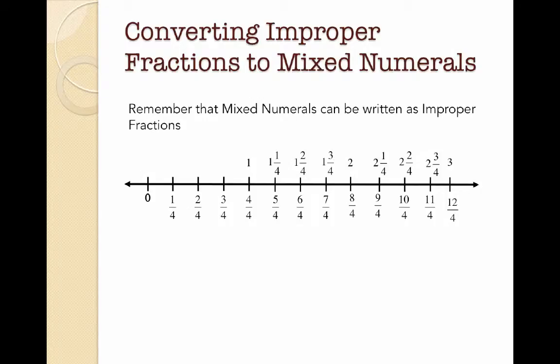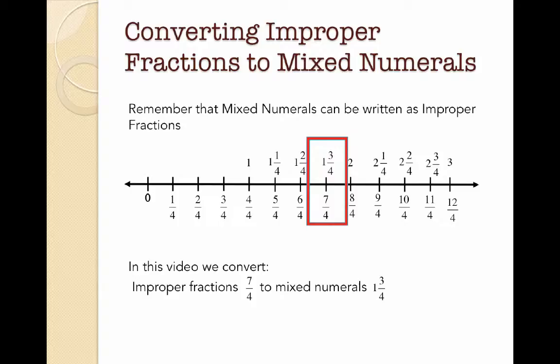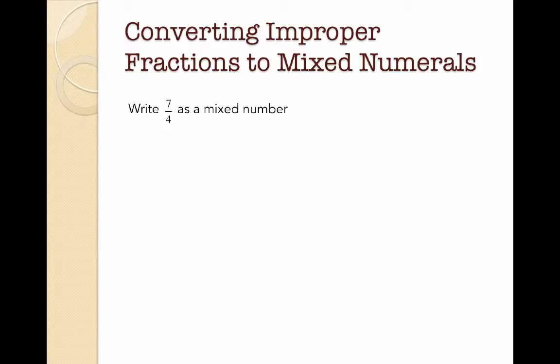Here is a number line from 0 to 3. You can see all the quarters down below from 1 quarter all the way up to 12 quarters, but when you see 4 over 4 or 4 quarters, that's the same as 1 whole. 8 quarters is the same as 2 wholes, and 12 quarters is the same as 3 wholes. In this video, we're going to learn how to change those 7 quarters into the mixed numeral of 1 and 3 quarters. So let's have a look.